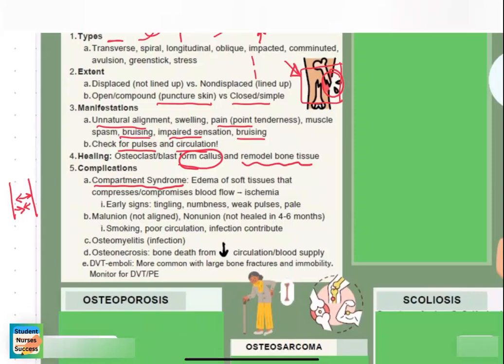Early signs of compartment syndrome include tingling, numbness, weak pulses, pale skin. Obviously, late signs would be no pulses, blue extremities, no feeling.